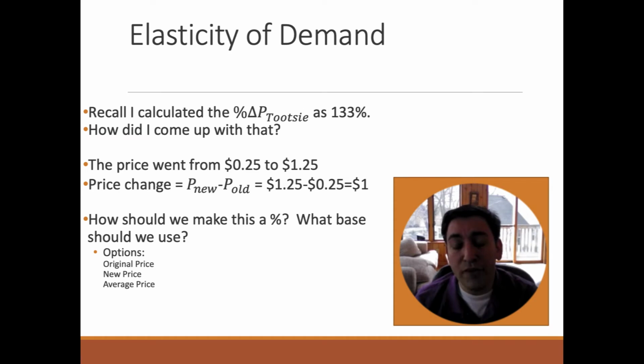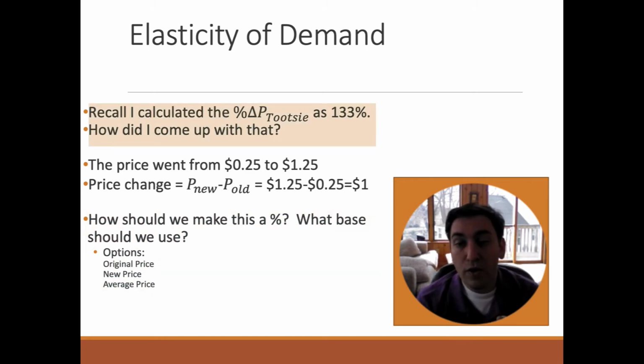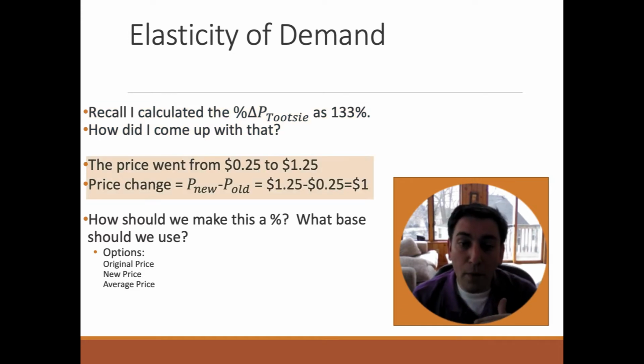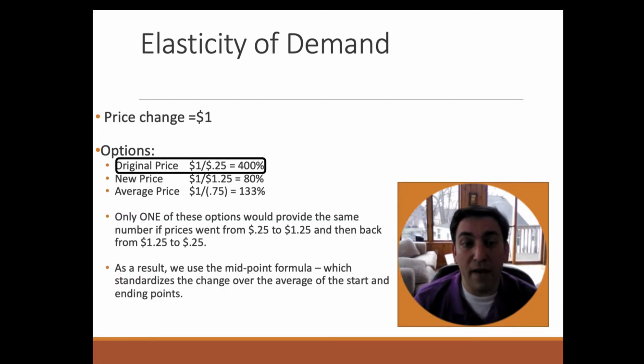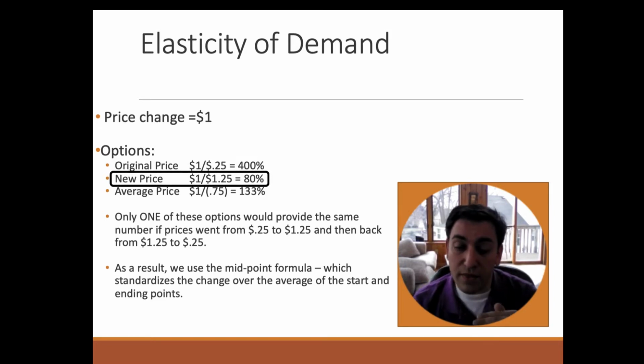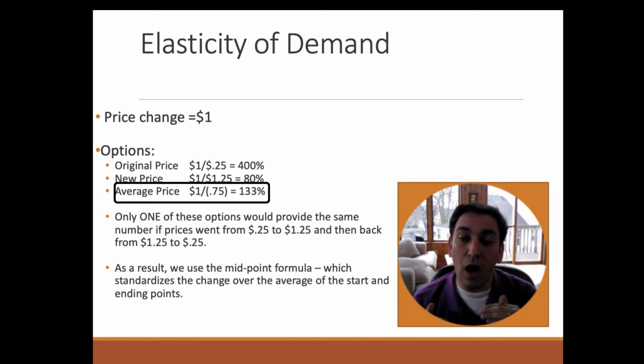If we're going to calculate the percentage change of a price, well, then what we need to do is standardize it over some price to make it a percentage. But the question is what price should we use as the denominator? You'll remember that the percentage change in price of the Tootsie Roll we had as 133%. How did we get that? We know the price change went from 25 cents to $1.25, and the price went up by $1. What denominator should we use? Should we use the old price, the new price, or something in between? Those are our options. If you use the original price going from 25 cents and you have a $1 increase, that's a 400% price change. If you go from the new price, then the dollar compared to the $1.25 is only an 80% price change. But if you use the average price, it's 133%.